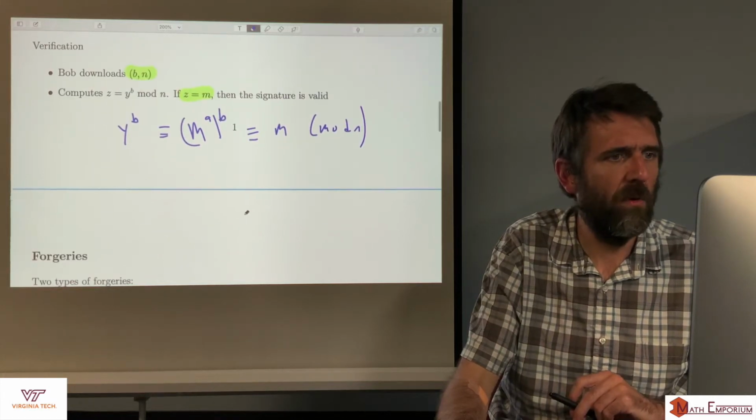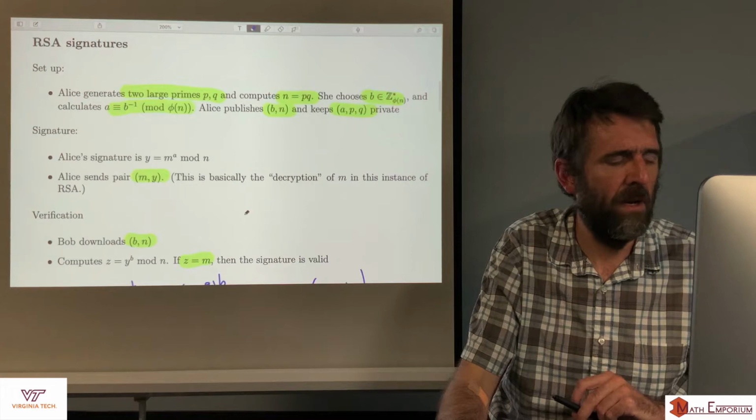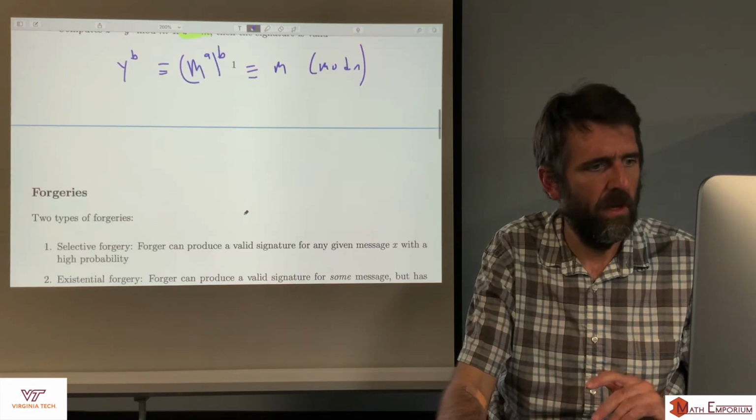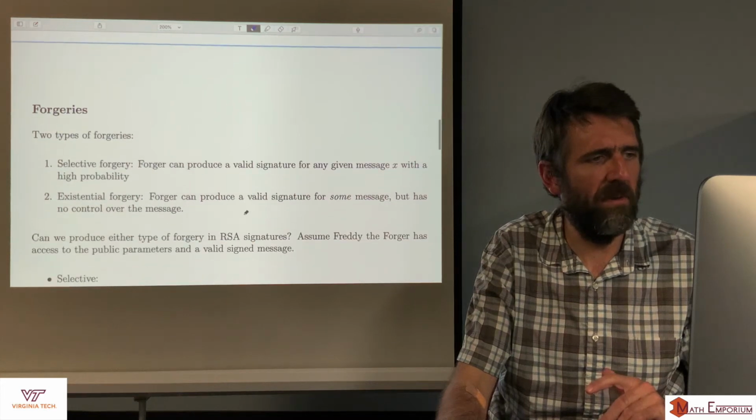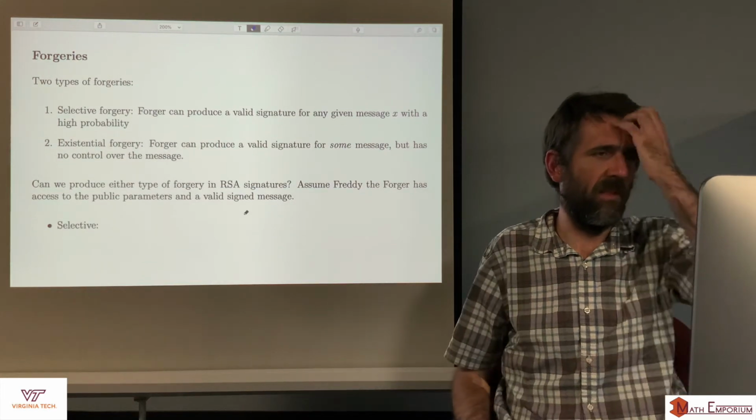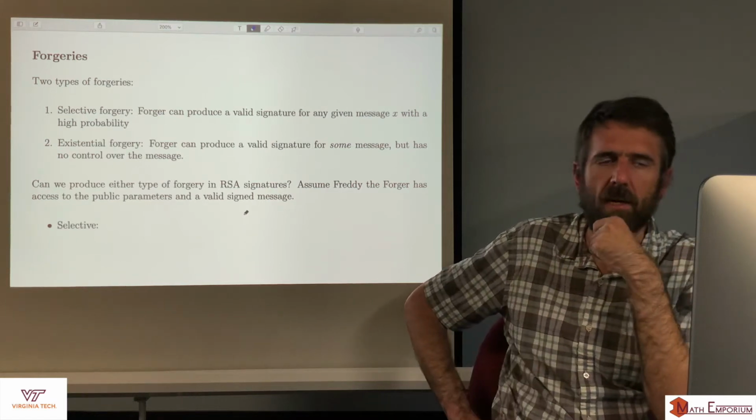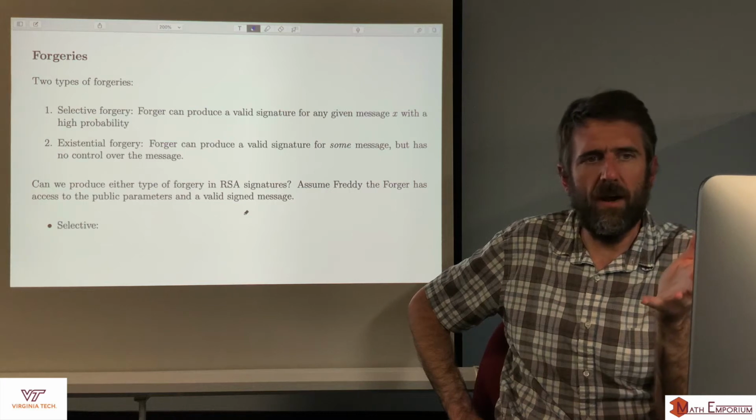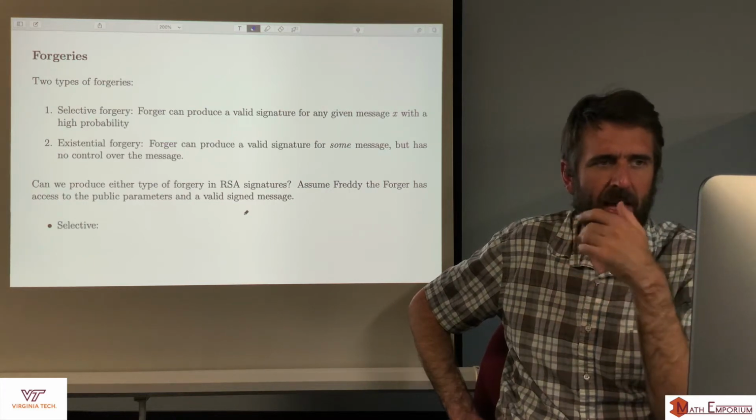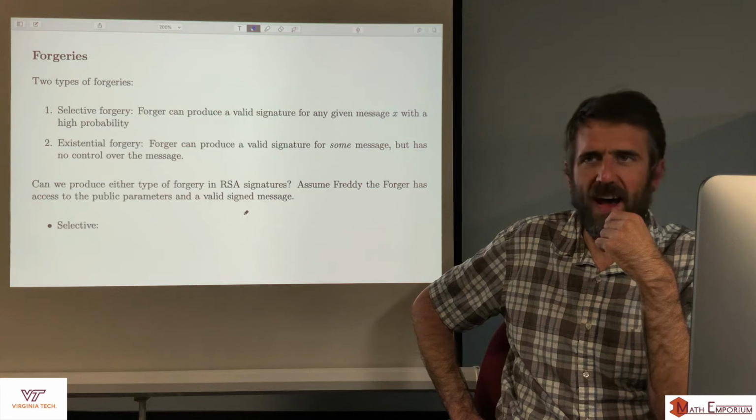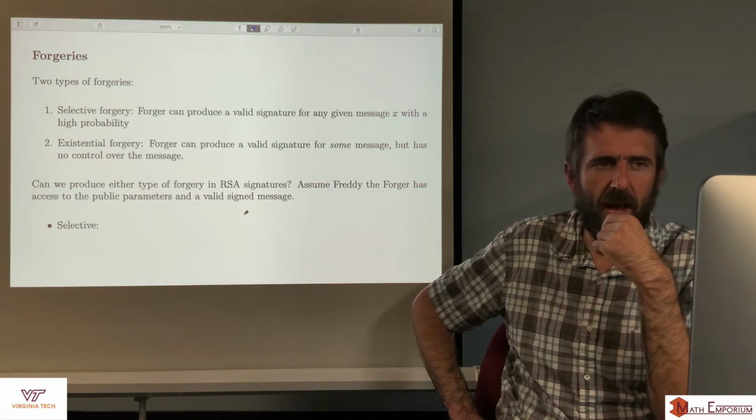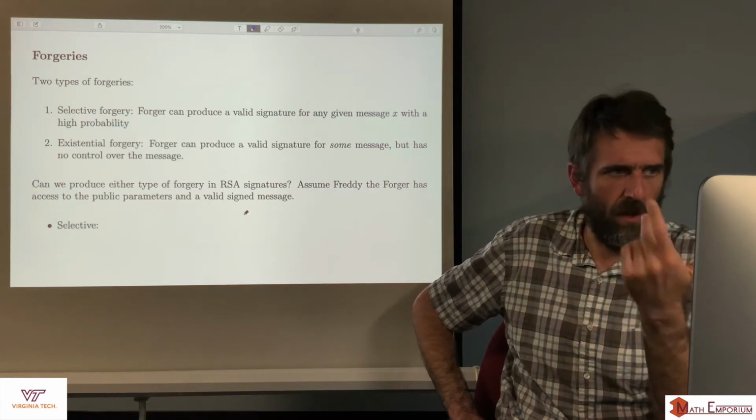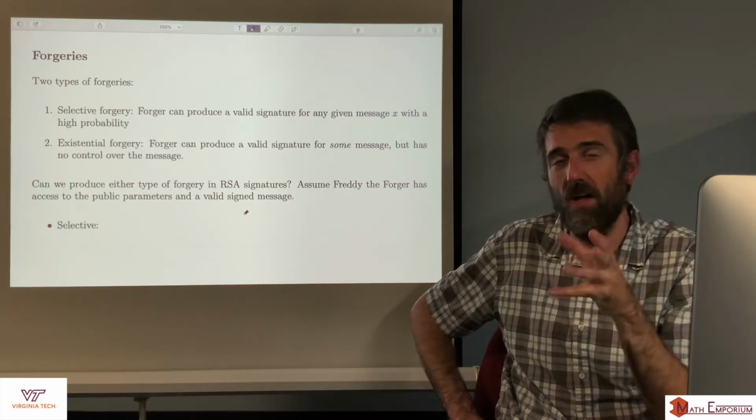All right, so we have any signature scheme. We want it to be secure against forgeries. There are really two types of forgeries that can occur. The first type is a selective forgery. Selective forgery means that the forger has some given message x in mind and can produce a valid signature on the given message x. So the forger can find a signature, call it y, such that (x, y) will actually verify.